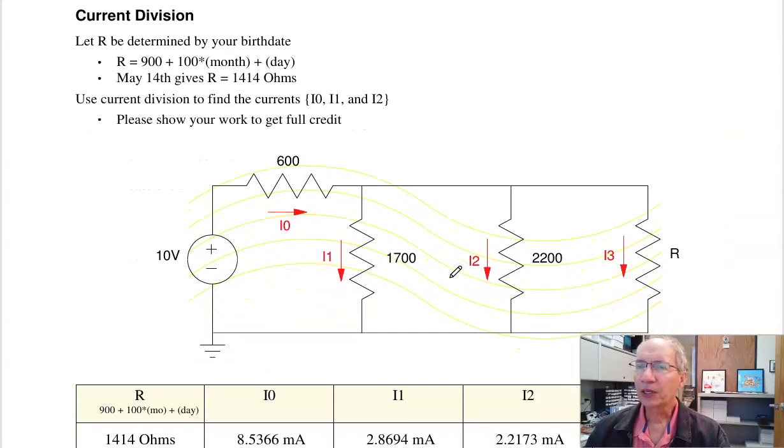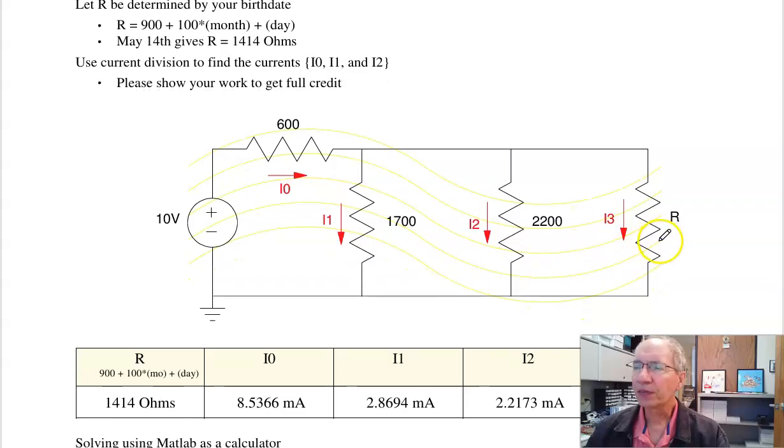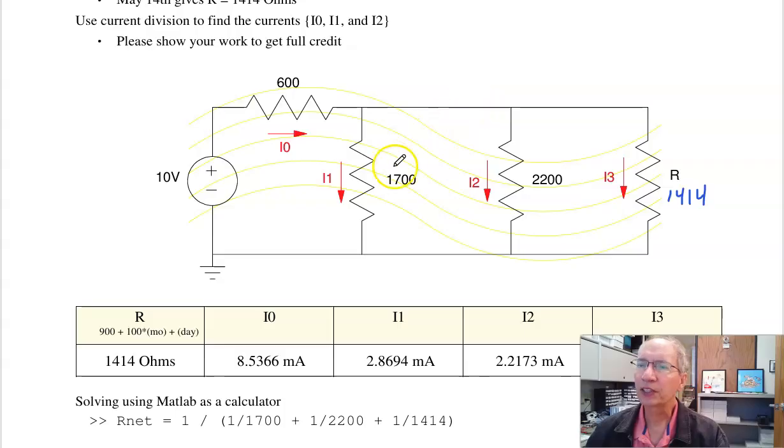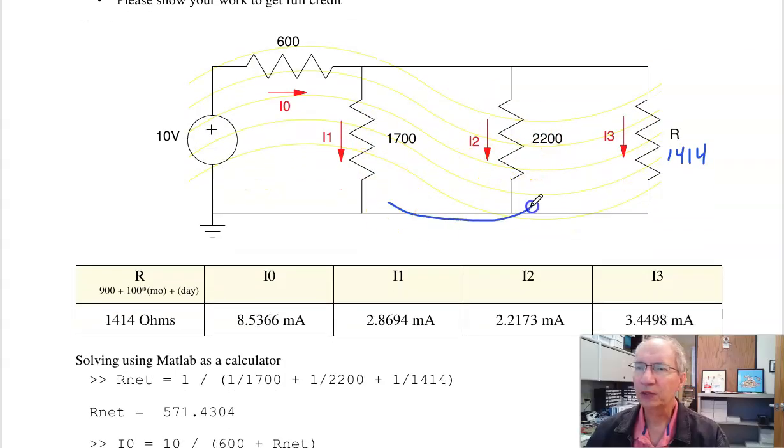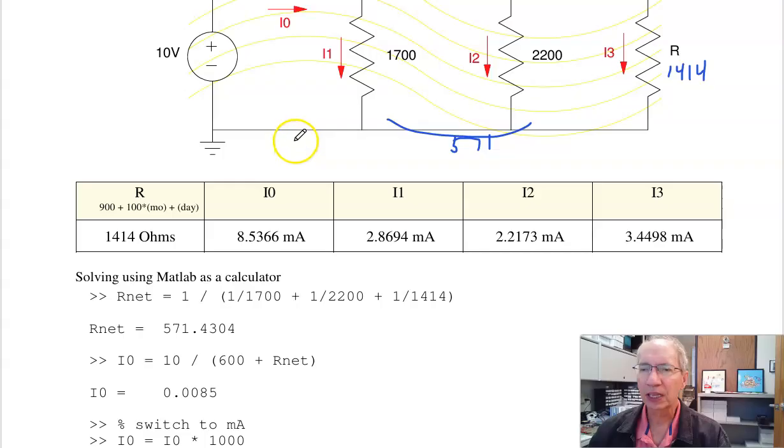Problem 3, current division. Given R, in this case 1414 ohms, what is I0, I1, I2, I3? Well, to find I0, I'll combine these three in parallel. So all this together gives you 571 ohms. These are in series, they add, which gives you 1171 ohms. The current then, I0, is 10 volts over the total impedance, 8.5 milliamps.